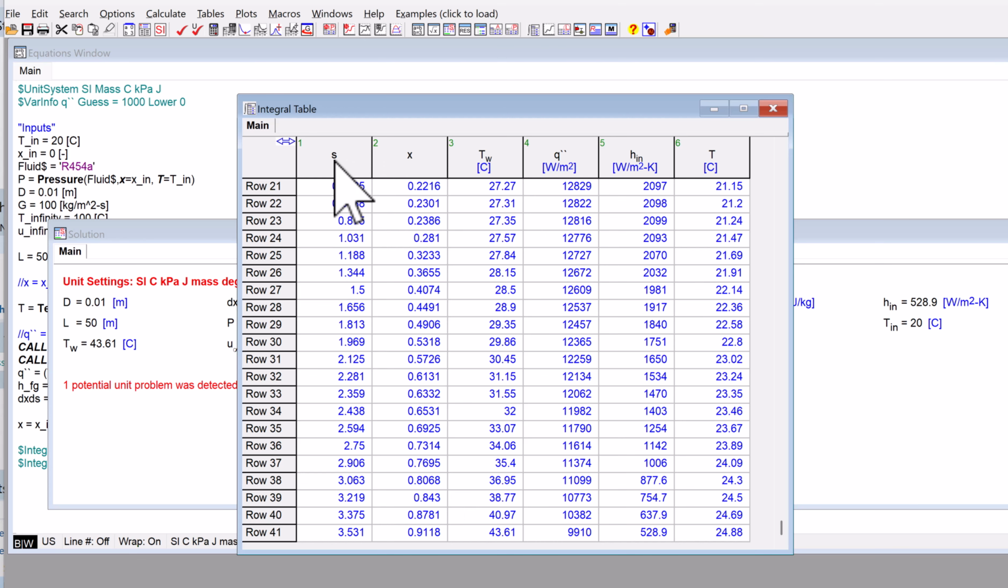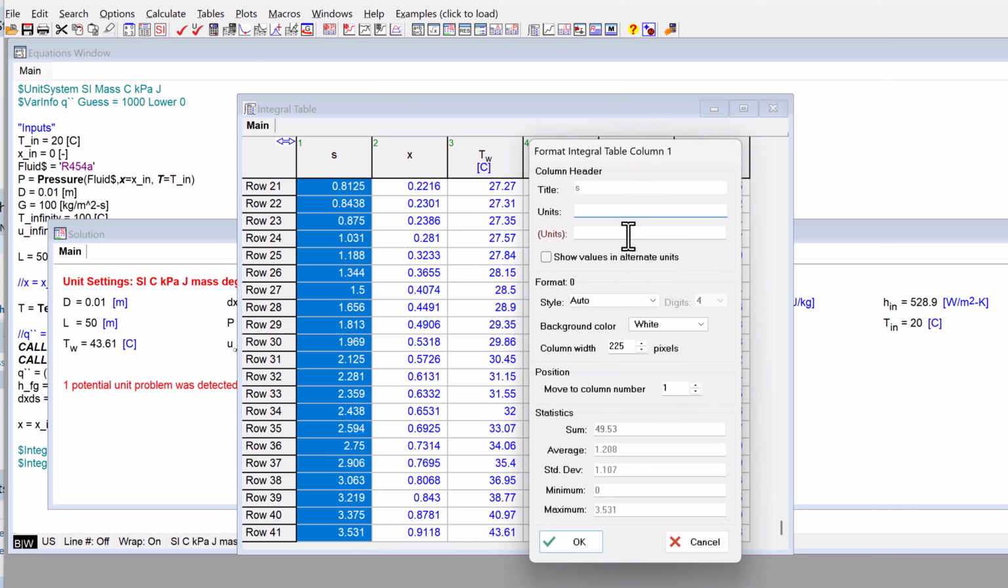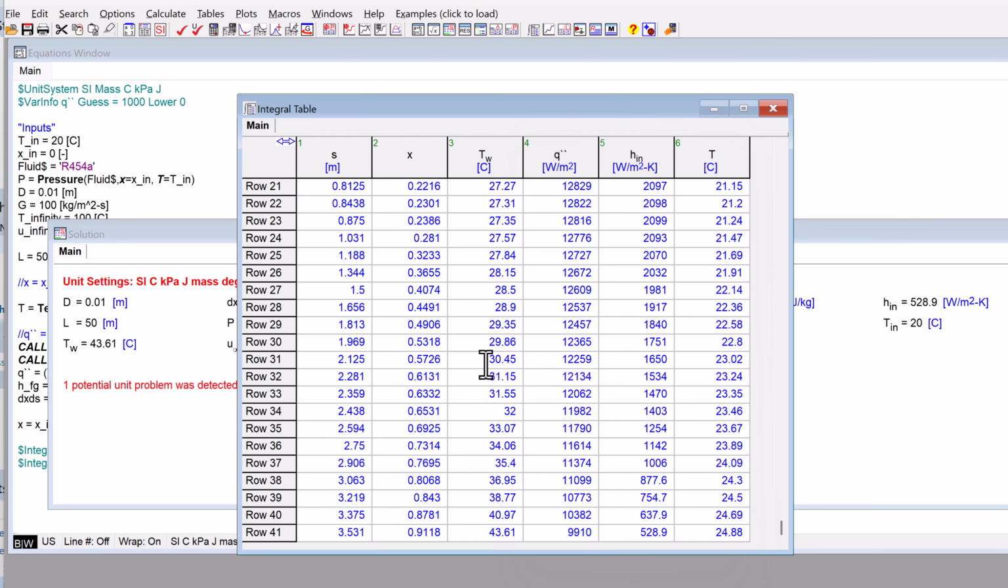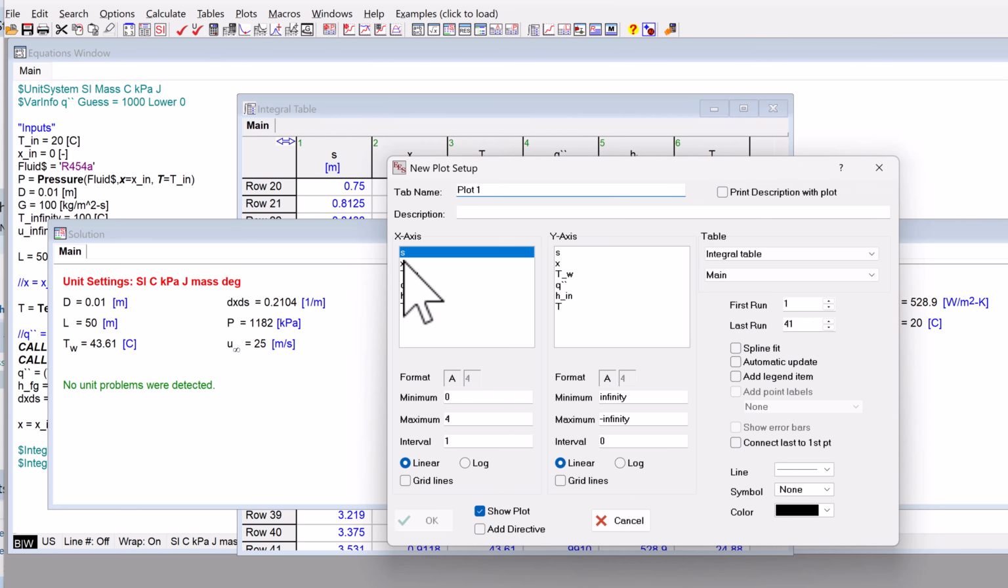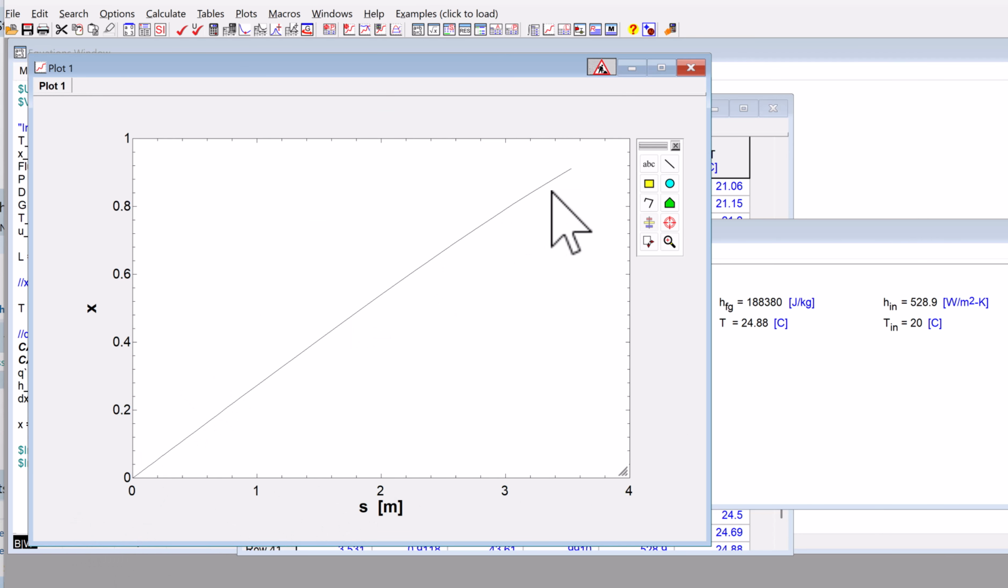So let's go ahead, and I guess we have one unit error, which is my integration variable is in meters, and we will make the plot that was requested. So here, what did they want? They wanted the quality as a function of tube length. So what does that look like? It sort of just goes up, not quite linearly.